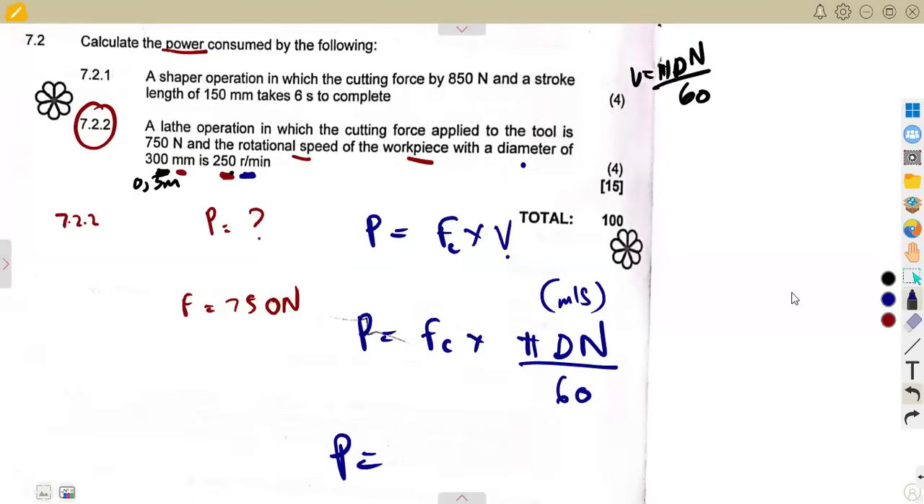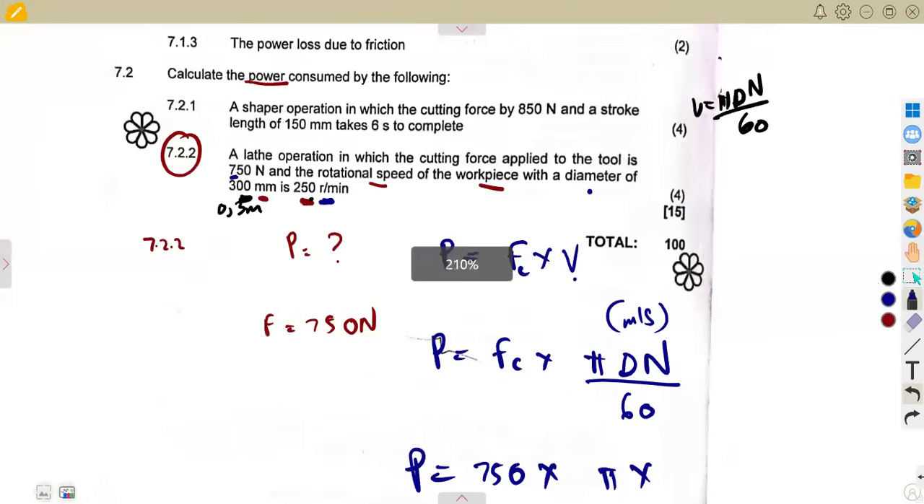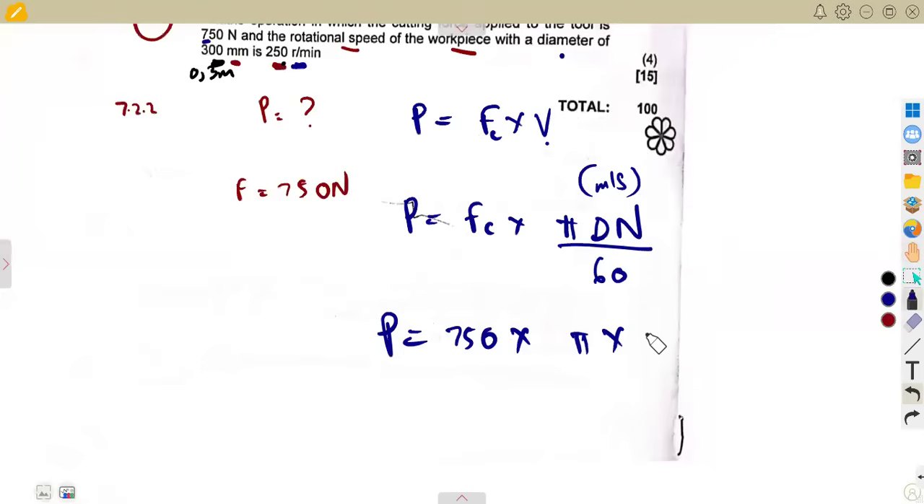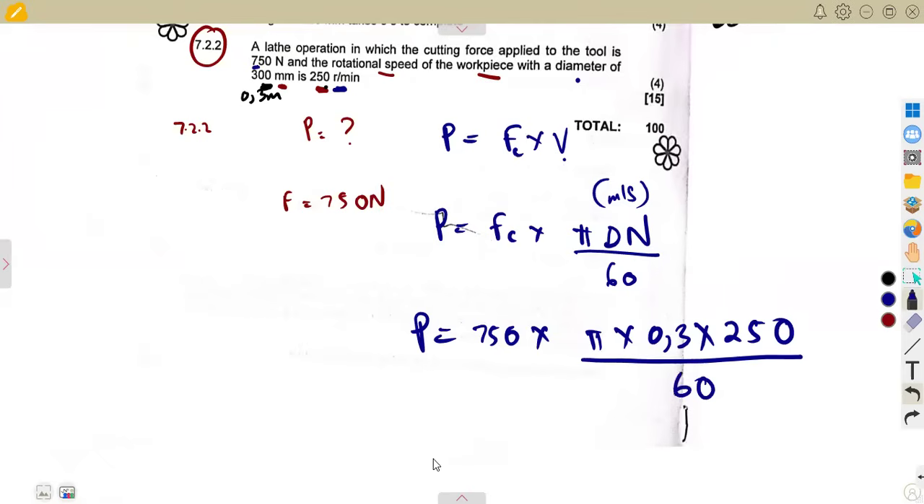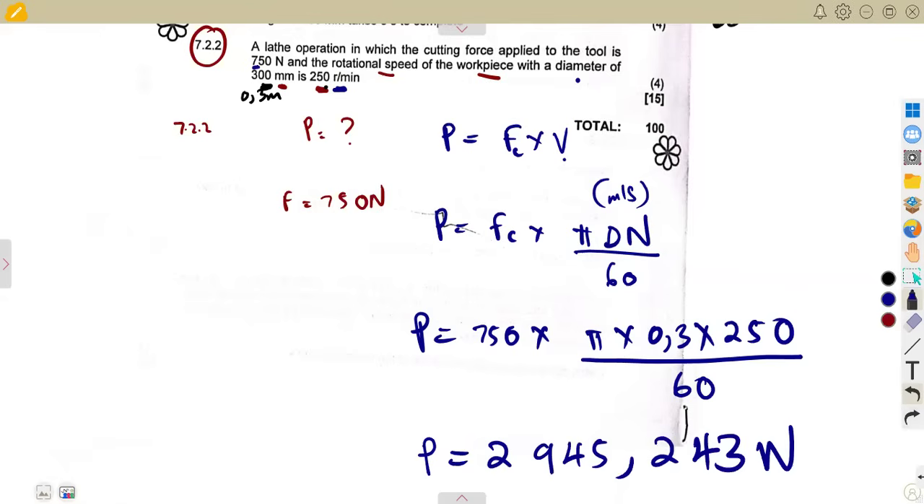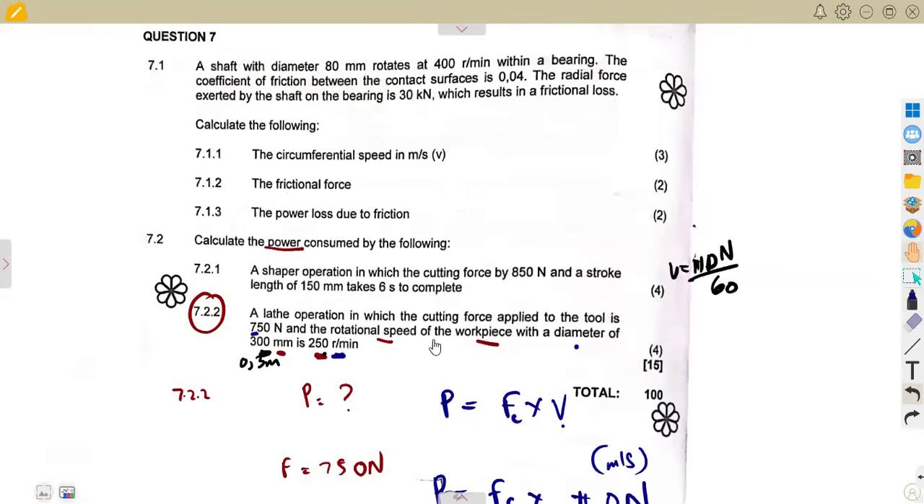All right, so that's it. The cutting force is given, which is 750 newtons, times pi times the diameter. In this case, our diameter in meters is 0.3, times the speed, which is 250 revolutions per minute. So we divide by 60. This gives us the power, which is 2,945.243 watts.